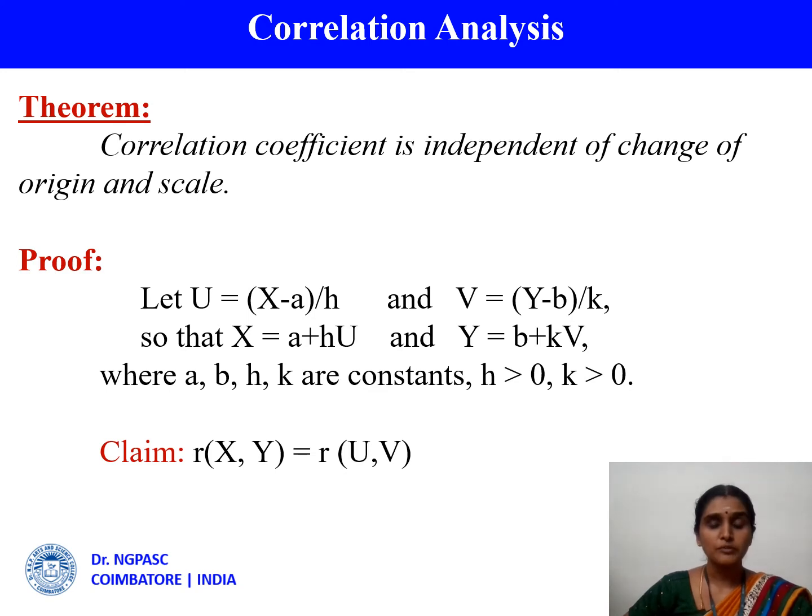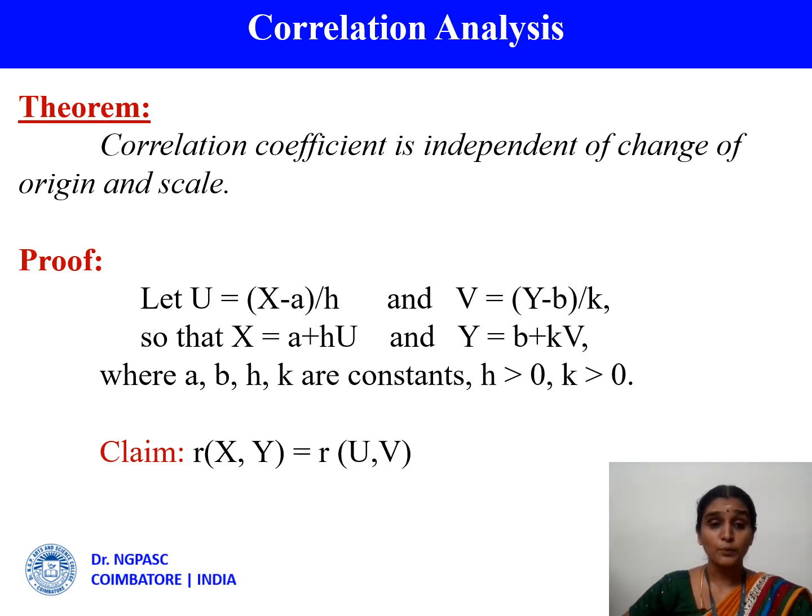So consider two variables x and y and change the scale and origin here. Now we are changing the origin 0, 0 to a, b and changing the scale by the constants h and k. Now the new variables will arise: u is equal to (x minus a) by h and v is equal to (y minus b) by k. So from that we can write x is equal to a plus hu and y is equal to b plus kv. Here a, b, h, k are all constants and h and k are more than 0.